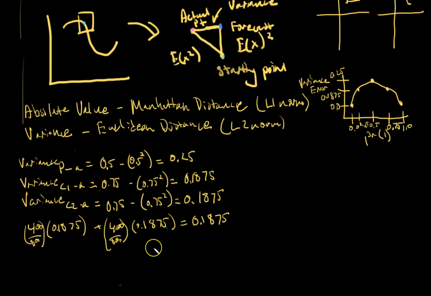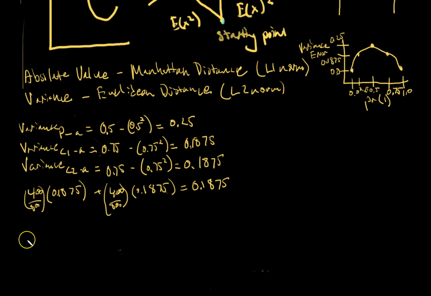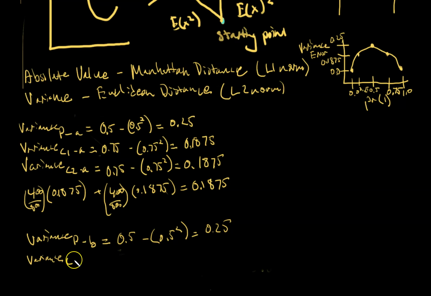All right, this is our grand finale moment. So for B, it's going to be the variance of the parent of B, and this part is going to be the same, so it's going to be 0.5 minus 0.5 squared, which is 0.25.